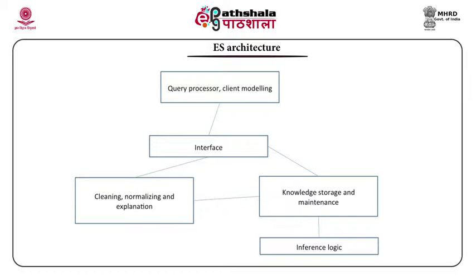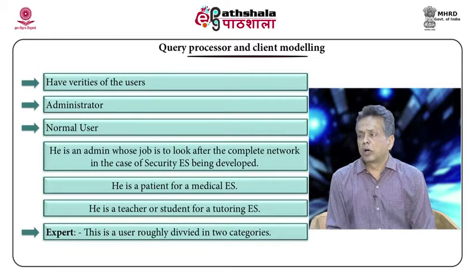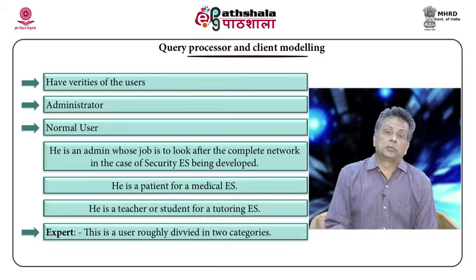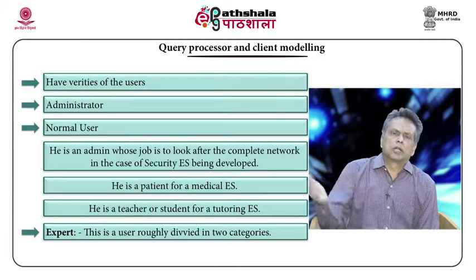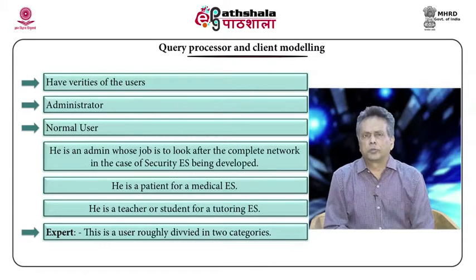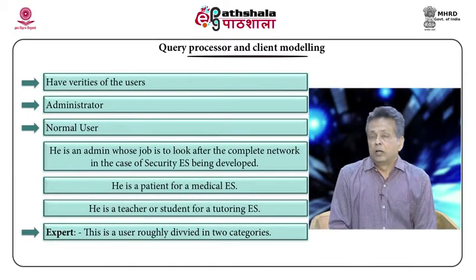Let us take each component one after the other. The first one is called query processor and client modeling. We have a variety of users, and one of them is the administrator. An administrator is almost always there in all computer systems, including conventional systems. There is no difference here between a conventional system and an expert system, so I will not be talking about administrators any longer.